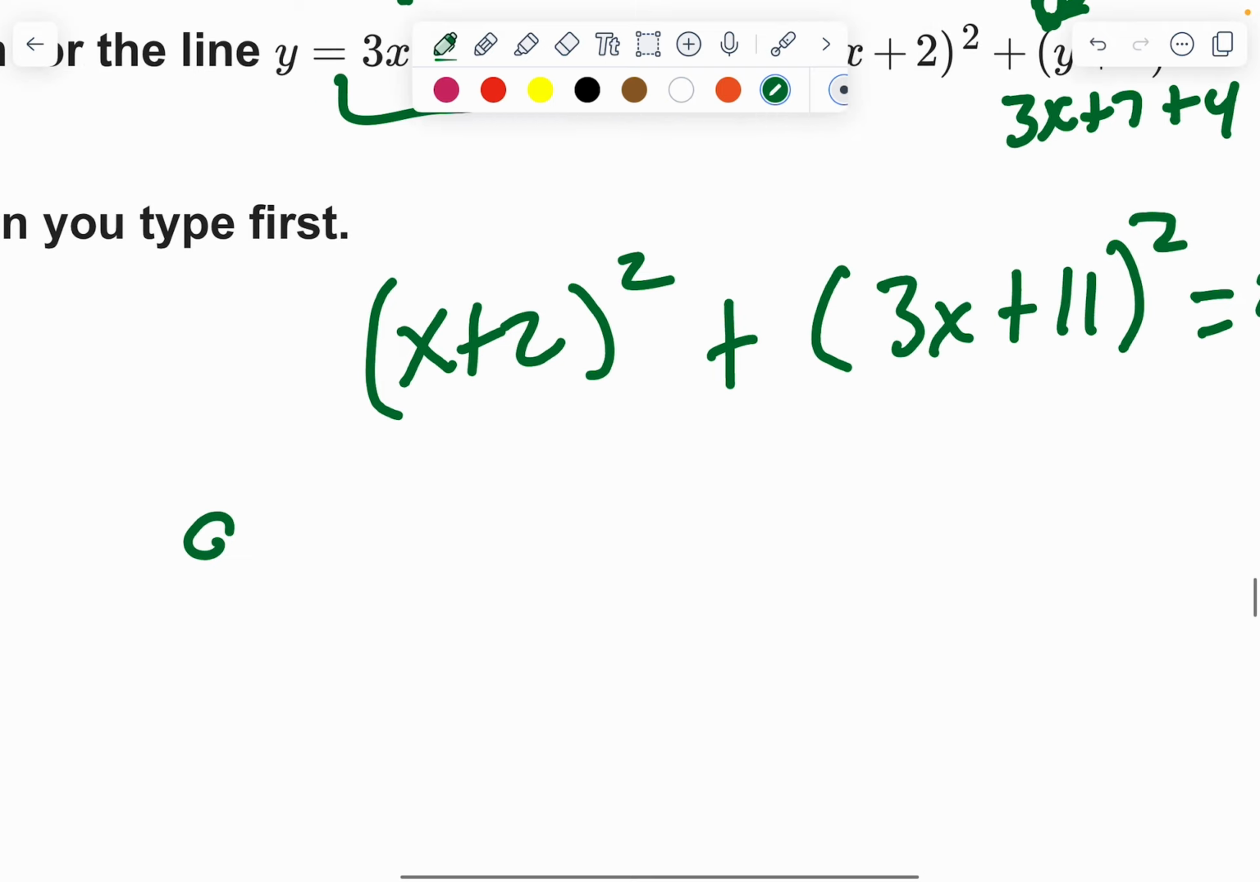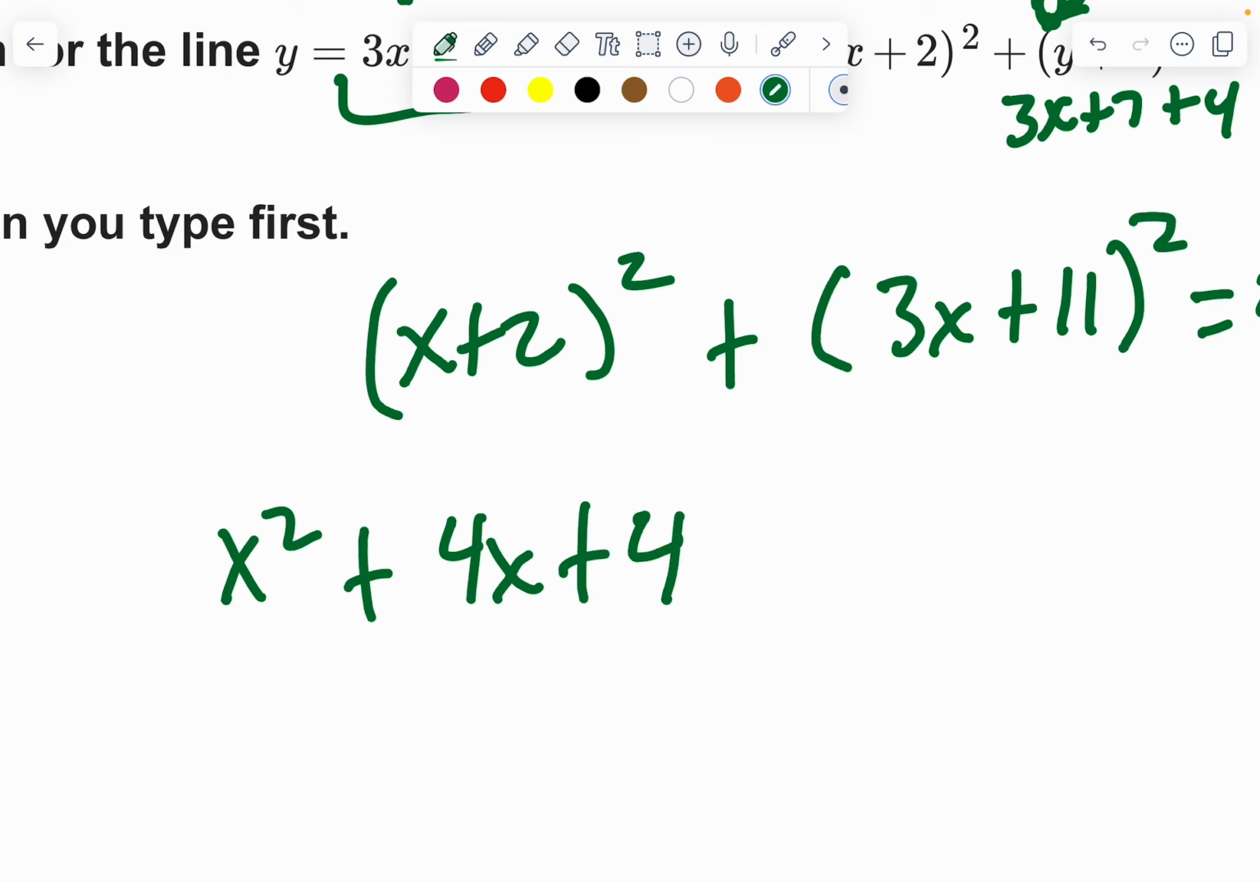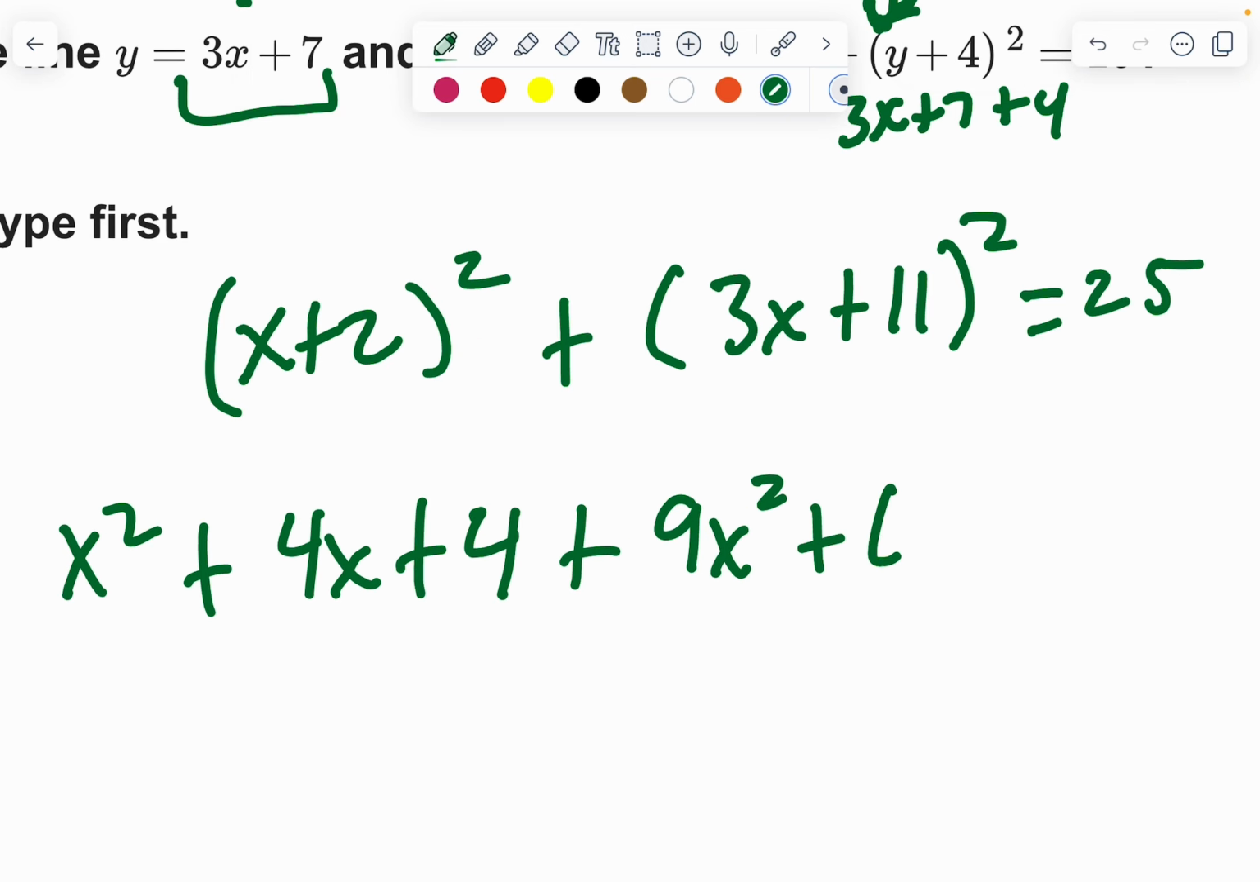It's a squared plus 2ab plus b squared. And so that's this one. And then we do the other one, (3x + 11). It is a squared plus 2ab plus b squared. Don't forget it equals 25 over here. That's actually what people forget most often on these questions. They forget that number hanging out.